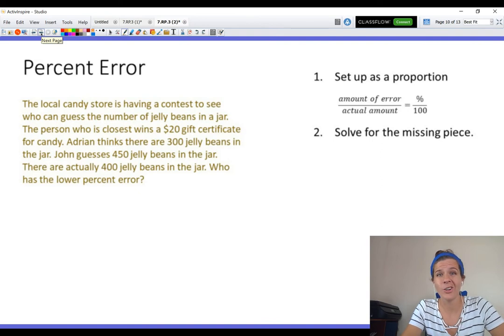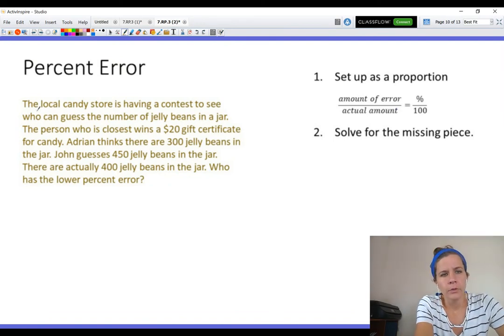Okay, percent error, it's almost exactly the same, except now instead of having the original amount for the second number in the first ratio, we're going to have the actual amount. So the local candy store is having a contest to see who can guess the number of jelly beans in a jar. The person who is closest wins a $20 gift certificate for candy.